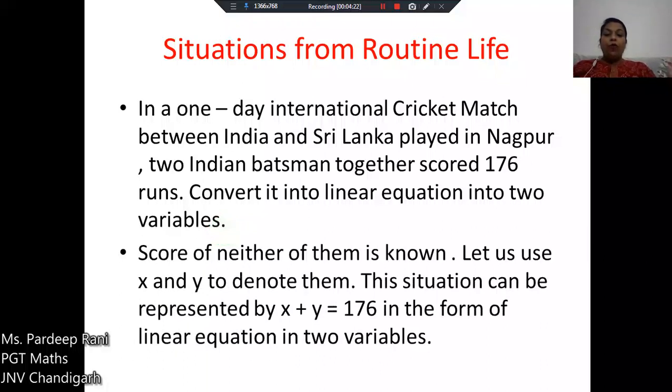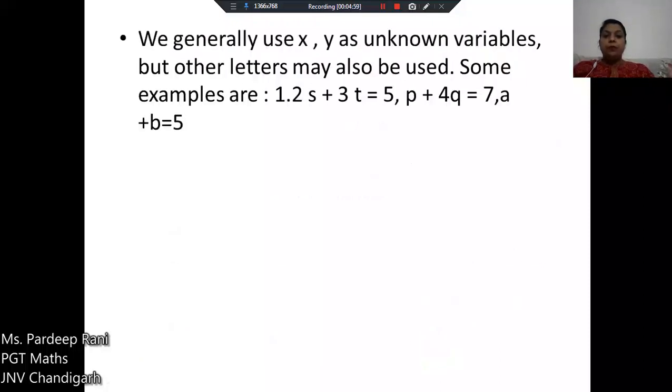Dear students, the score of neither of them is known to us. So for this purpose, let us use x and y to denote the individual runs scored by both of them respectively. Now since both of them scored x and y respectively, and we are given a total of 176, it can be represented in the form x plus y is equal to 176, and this is the form of a linear equation in two variables.